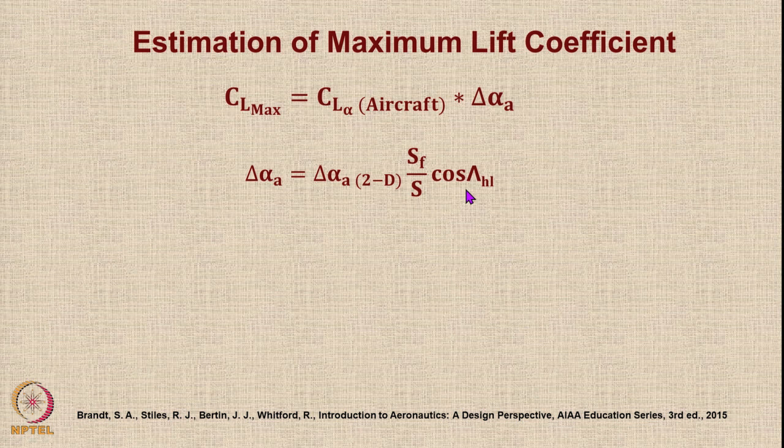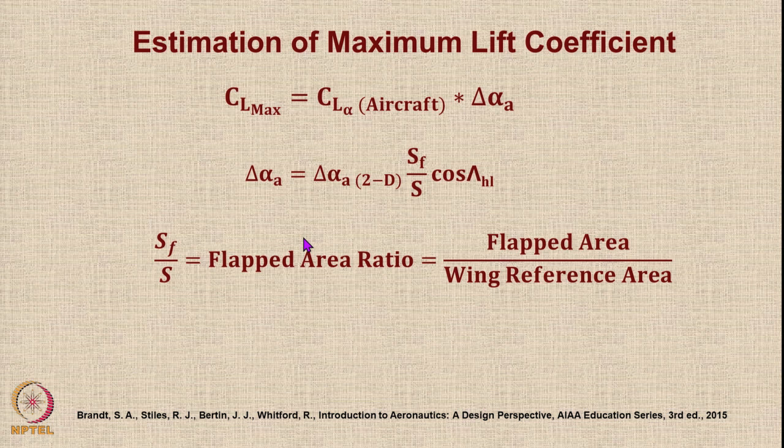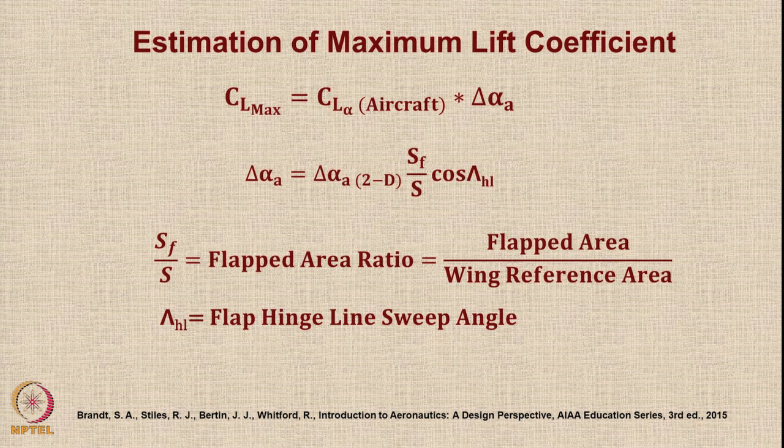So, we notice that if you do not use full span flaps, only a part of the wing is affected with the flaps, and hence that part is the one that gets an improvement in the effective absolute angle of attack increase. And if you have a hinge line which is swept, then that causes reduction in its efficiency. So, that effect is brought in using the term cos of lambda HL. SF by S is the flapped area ratio, which is the ratio of the area covered by the flaps upon the total wing reference area, and lambda HL, as you know, is the flap hinge line sweep angle.